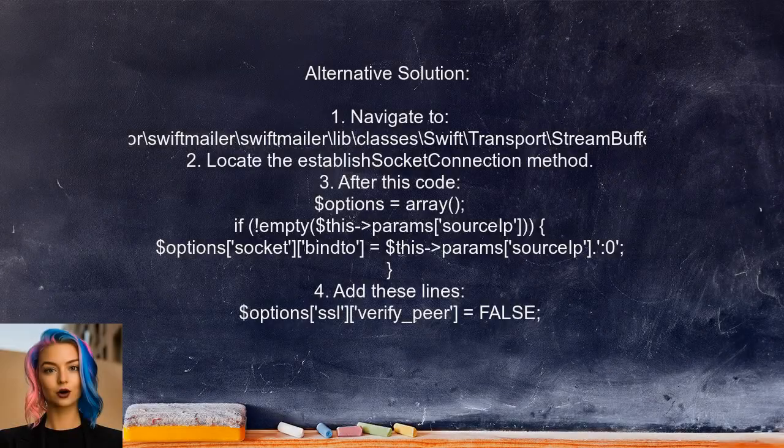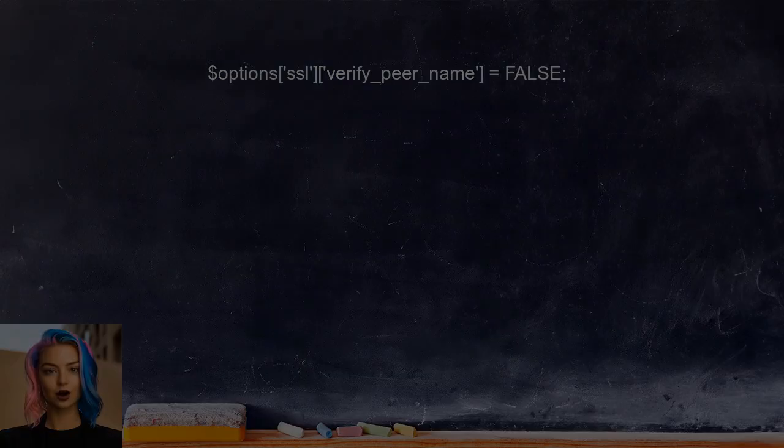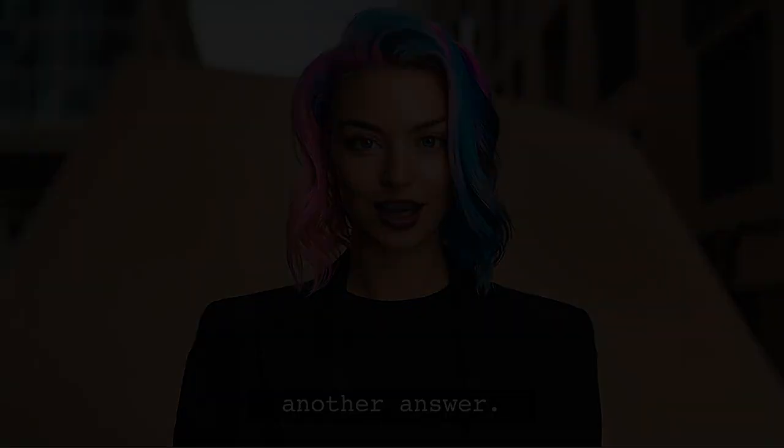An alternative solution provided by another user involves modifying the streambuffer.php file in Laravel. They suggest going to the vendor directory and locating the streambuffer.php file. Inside the established socket connection method, after a specific code block, you should add 2 lines to disable SSL peer verification. Let's move forward and look at another answer.